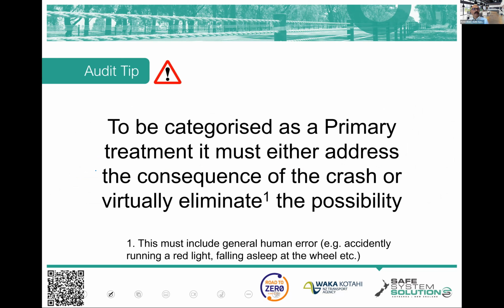So a little tip: for something to be a primary treatment, to come out of that primary bucket, it's got to either address the consequence of the crash, like that roundabout or the continuous barrier system, or it's got to virtually eliminate it. And we're talking about things like grade separation and the like. But you've got to factor general human error and failure into your thinking when we're talking about eliminating. So it's very hard to get a primary treatment unless you are actually getting speeds within tolerable limits, or angles, or managing energy.